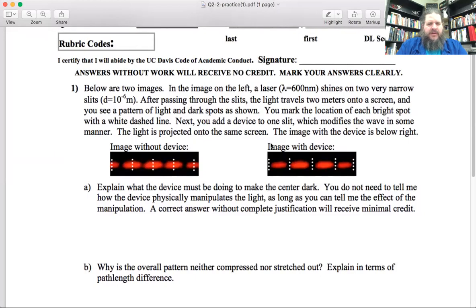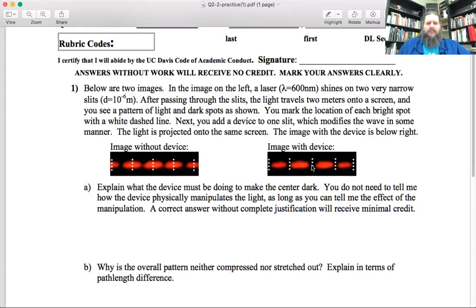I think this one's actually going to be pretty similar to the setup we were just looking at. Yeah, it's a slit experiment. We've got the double slit experiment. And without the device, we get bright spots at certain locations, including the exact center. And with the device, the center is now dark instead. How did we accomplish that in the example we were just looking at?